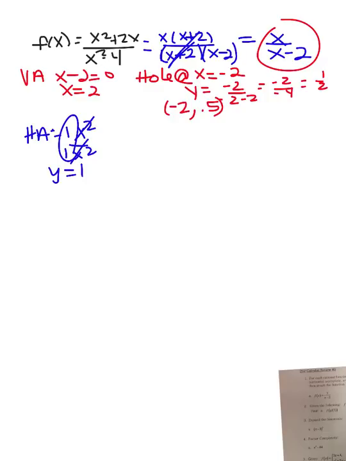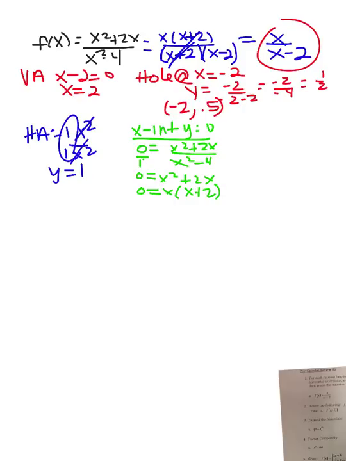All right, so let's do our x-intercept. That's when y is equal to 0. So I have 0 equals x squared plus 2x over x squared minus 4. So you cross multiply, so I get 0 is equal to x squared plus 2x. 0 equals x times x plus 2. So I get x equals 0 and x is equal to negative 2. But we actually know at negative 2 it's a hole, so that's not going to work. So my x-intercept is at 0, 0.